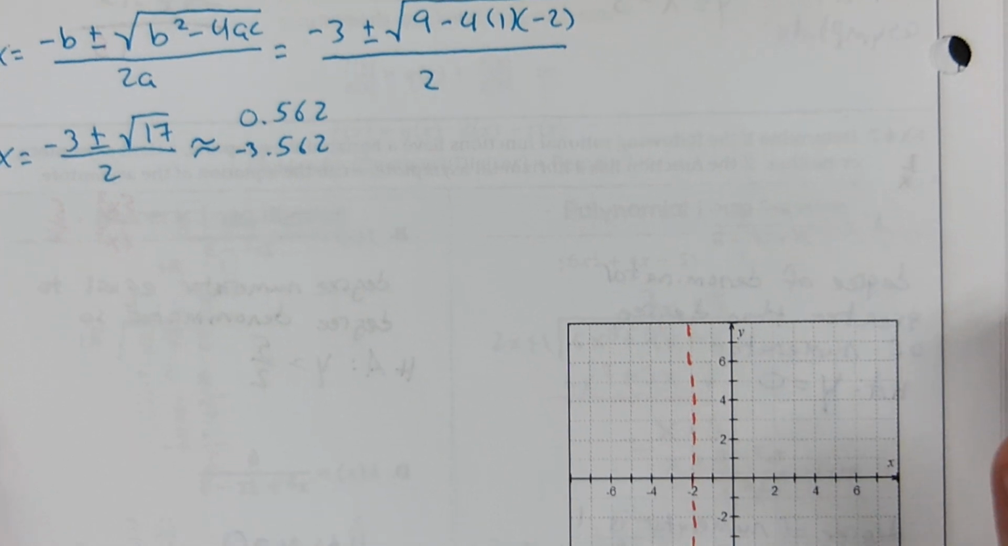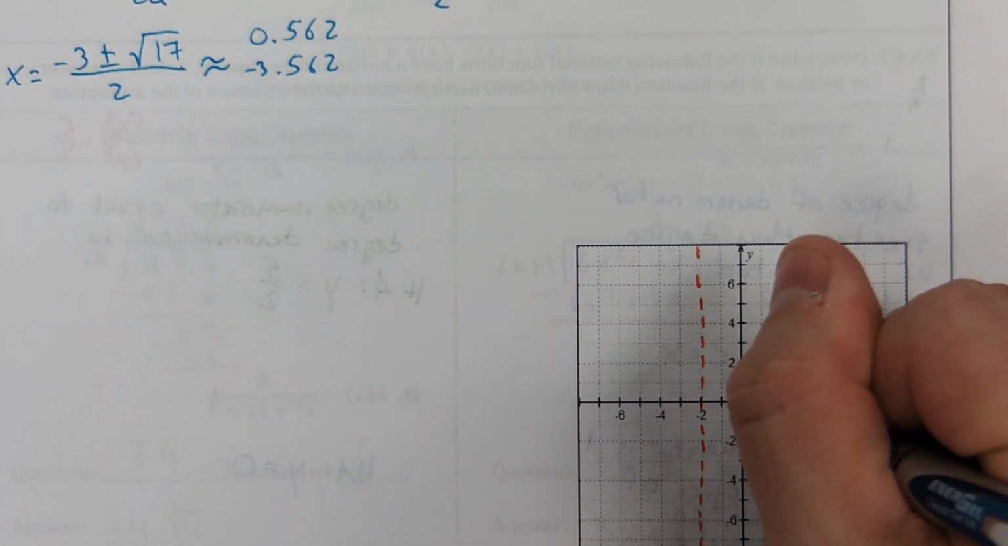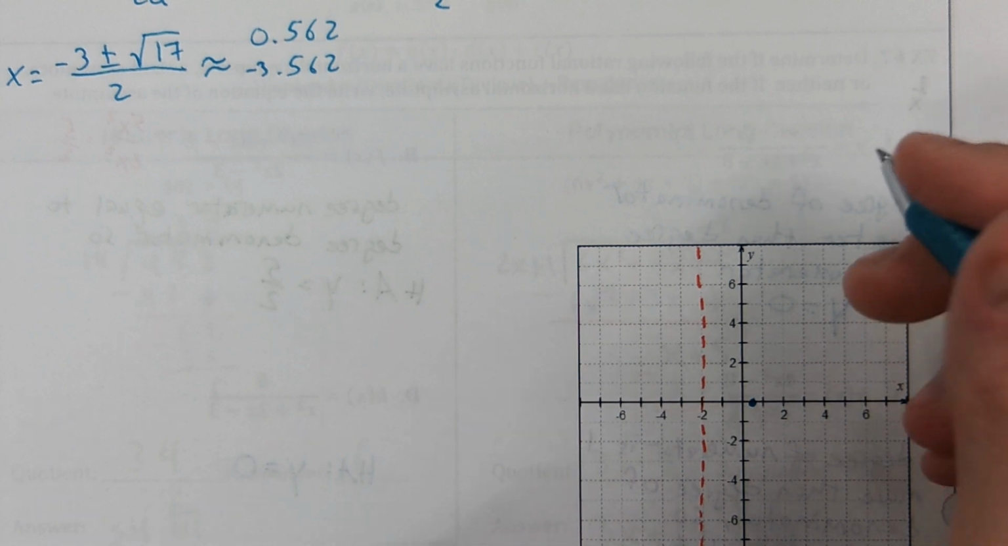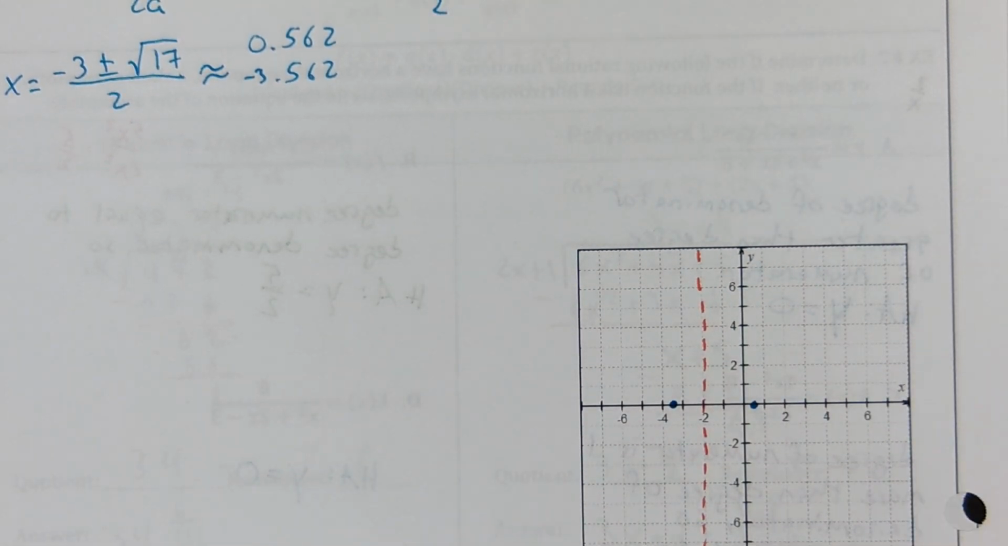Let's throw those two zeros on here to the best of our ability. X equals about 1/2. X equals about negative 3.5. There. Make the dots fat. It's hard to argue with them.